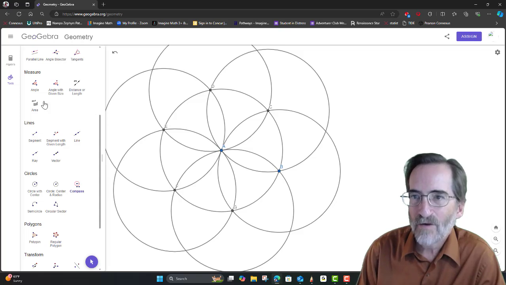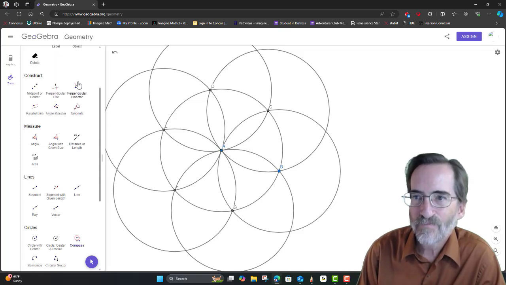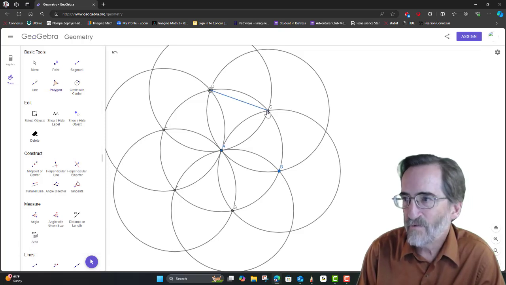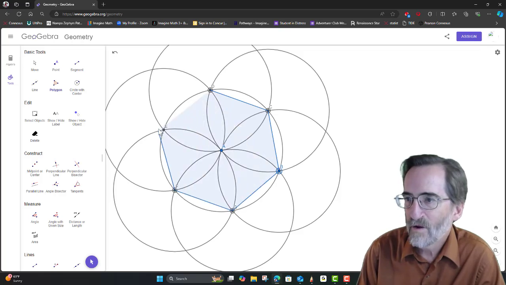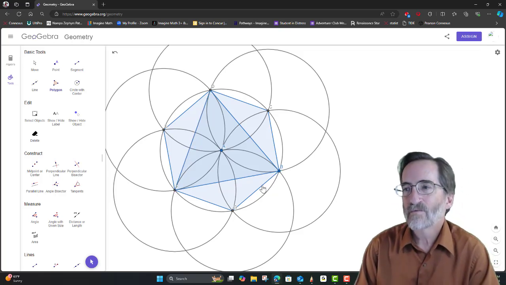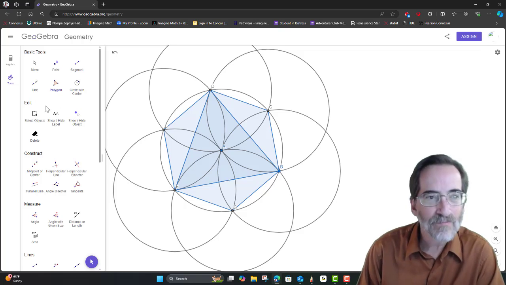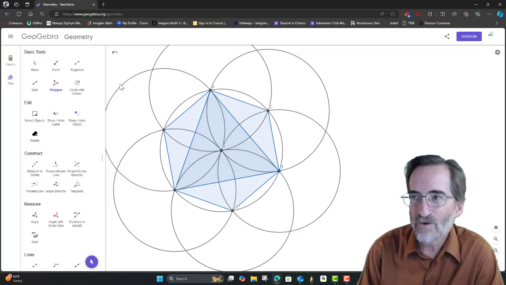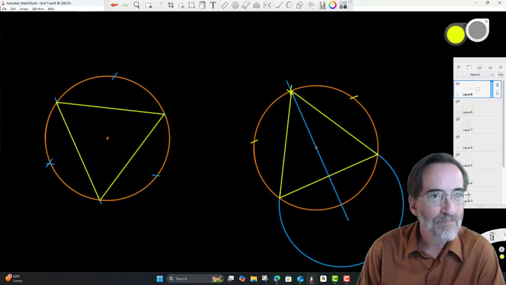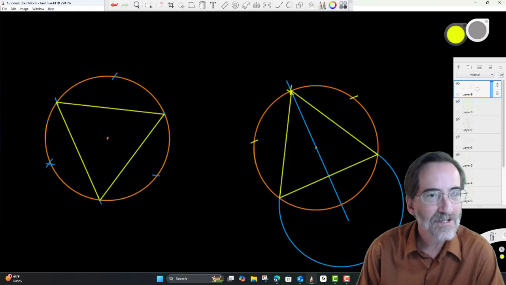And by drawing a polygon here, we can draw a regular inscribed hexagon. We can also draw a regular inscribed equilateral triangle. All these are possible here, though you don't have to do these for your portfolio. All right, so hopefully that helps. Feel free to book a live lesson if you need some help.